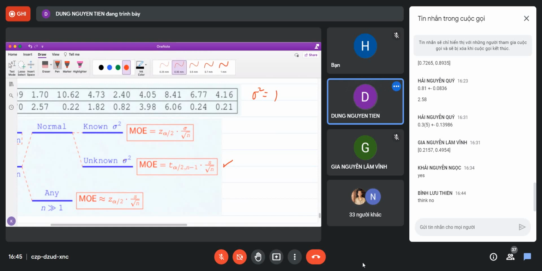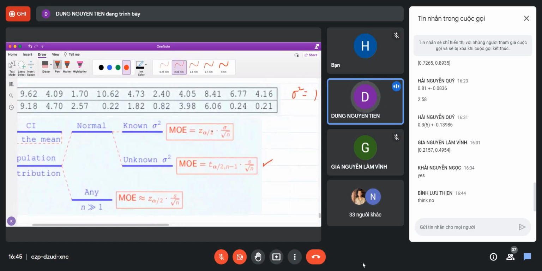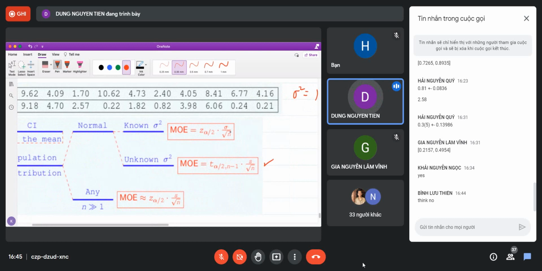If you don't know sigma square, then you can use the second approach. But if you know the value of sigma, then you should use the first one. Okay, is that clear, everybody? Is this all right? It is all right. Okay, all right.